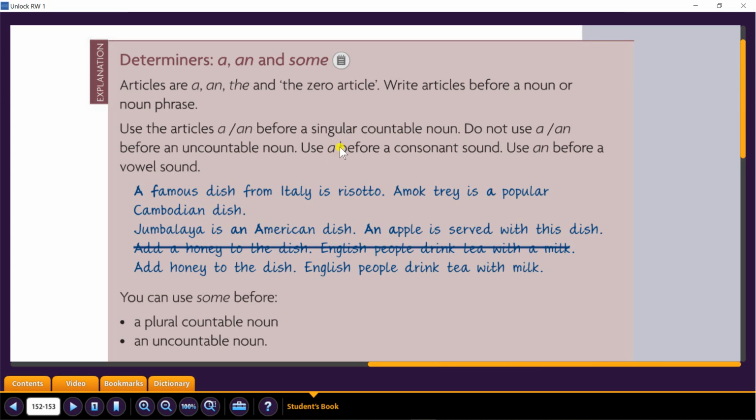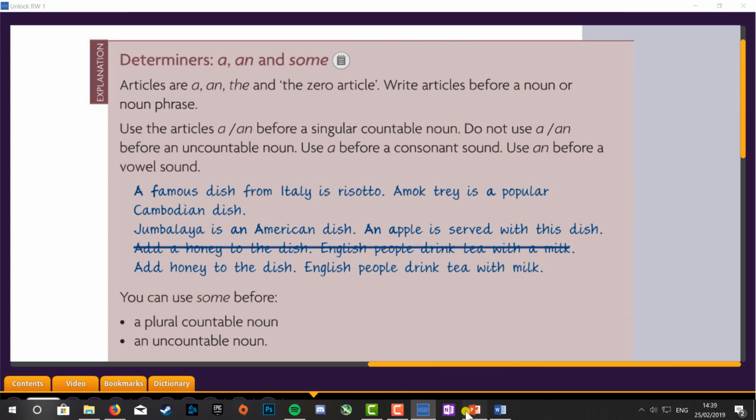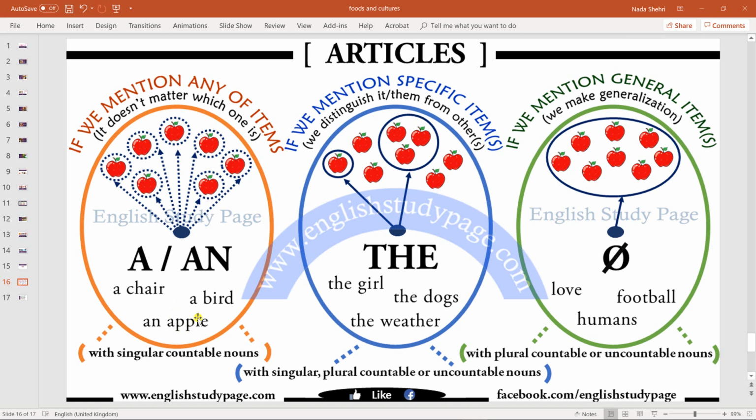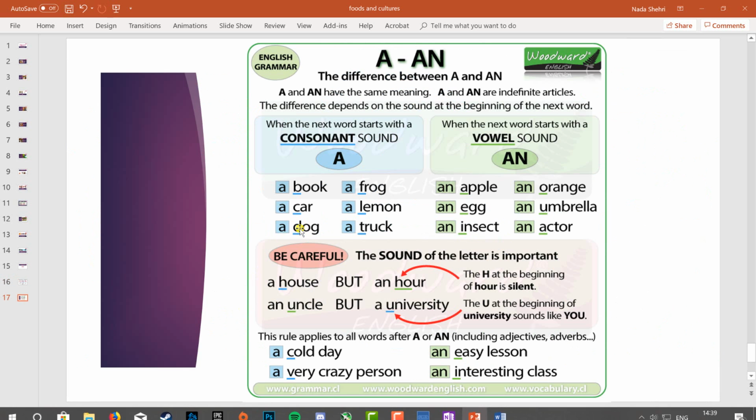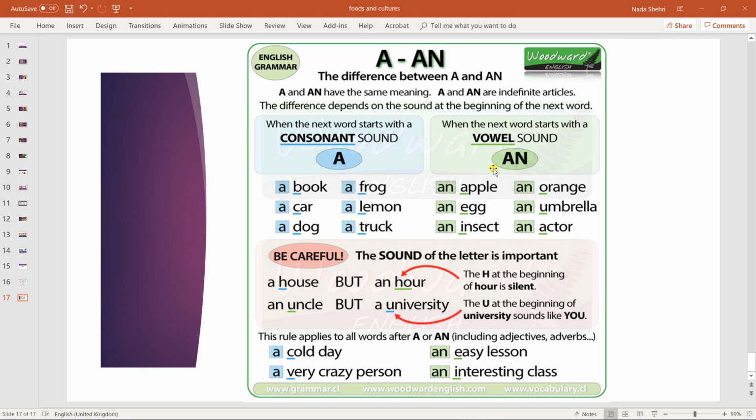Okay, when to use a and when to use an. We use an before vowel sounds, حروف العلة: A, E, I, U, O. The rest of the sounds we use a. Okay, we cannot say a apple. We say an apple. We cannot say a egg. We only say an egg.